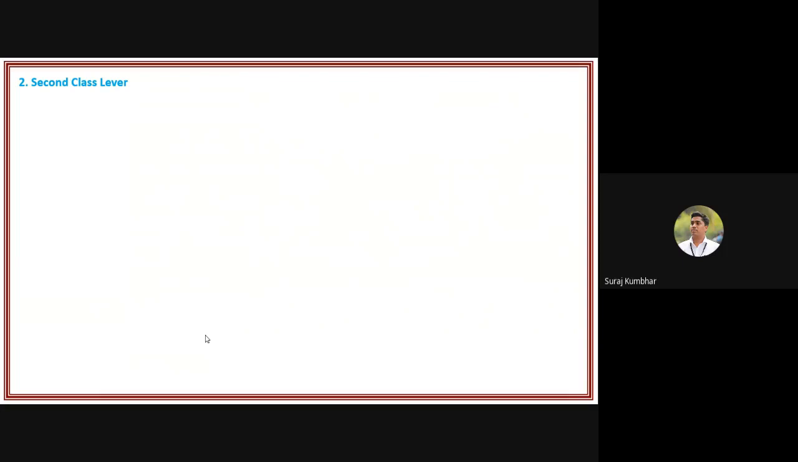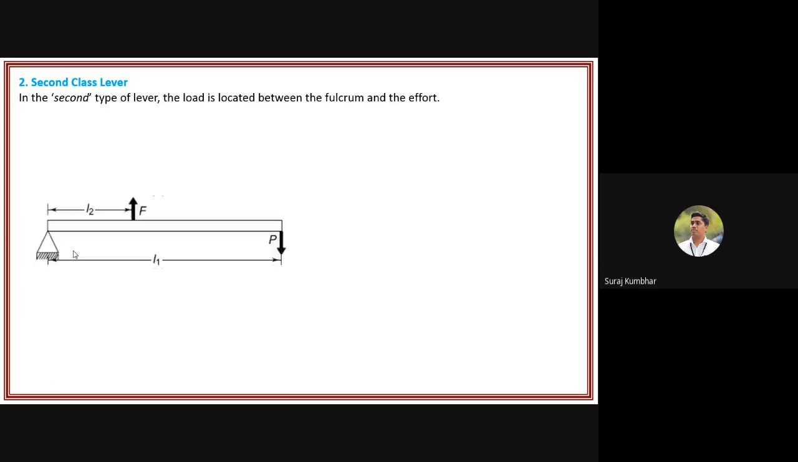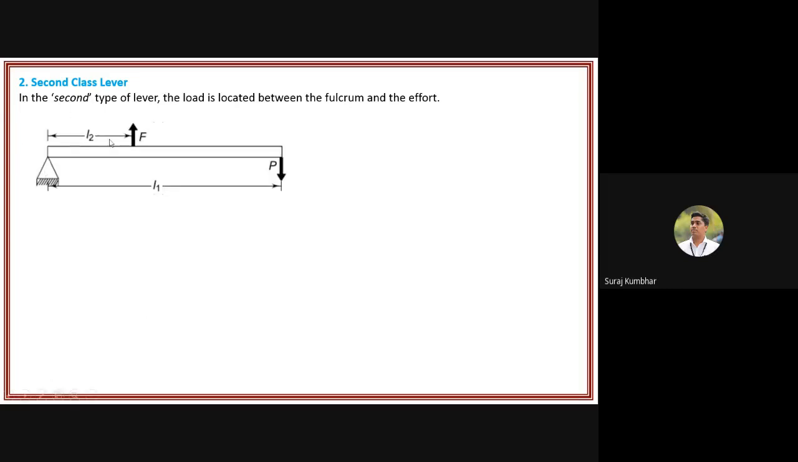Now the second class lever. What is meant by a second class lever? We will see. In the second type of lever, the load is located between the fulcrum and the effort. In the earlier first class lever, the fulcrum was at the center, but in this case the load is at the center, your fulcrum is on the left hand side and the effort is on the right hand side.